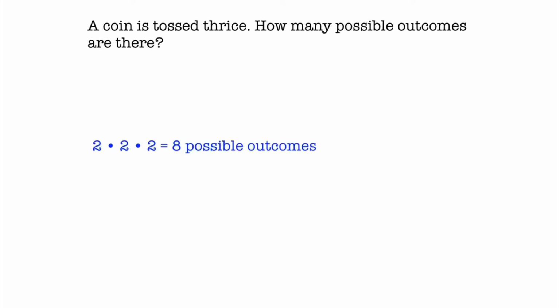For the first toss, there are 2 possible outcomes. It can be heads or tails. For the next toss, there are still 2 possible outcomes, still heads or tails. And same for the last toss, still 2 possible outcomes, heads or tails. So in total, there are 8 possible outcomes.